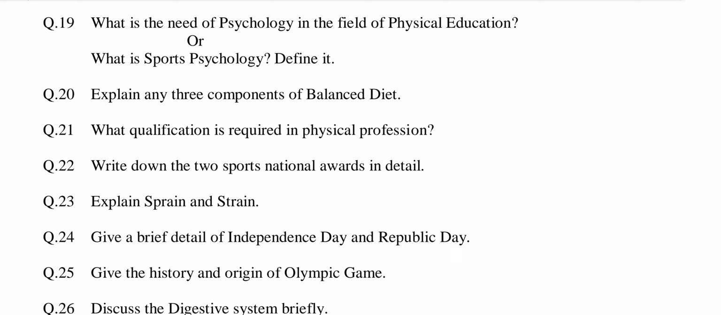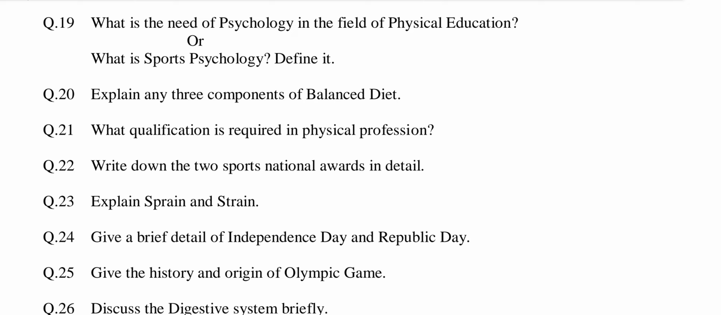The answer may be: a few needs of psychology in the field of physical education are listed below. Number 1, growth and development. 2, heredity. 3, individual difference. 4, development of emotions. 5, development of interest. Explain all these points in 2 to 3 lines.